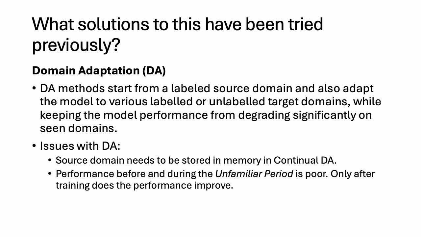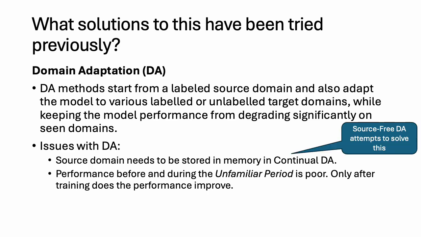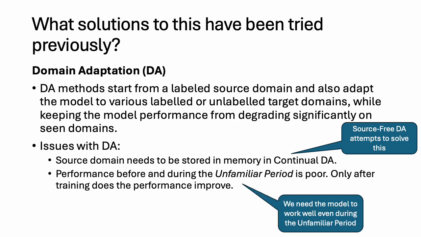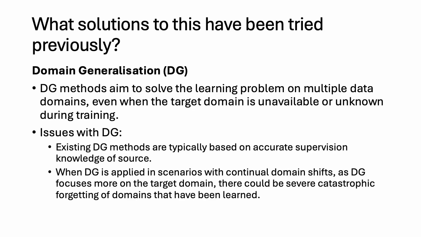So what are some issues with DA? The source domain needs to be stored in the memory in conditional DA, though source-free DA attempts to solve this. Performance before and during the unfamiliar period is poor. Only after the training does the performance improve in DA. So we need a model to work well even during the unfamiliar period.